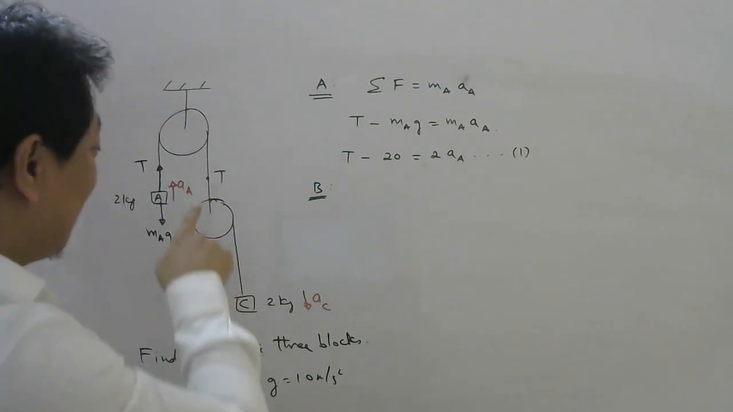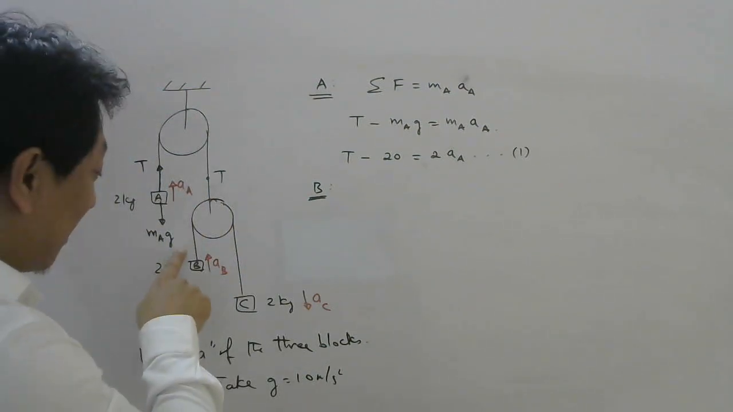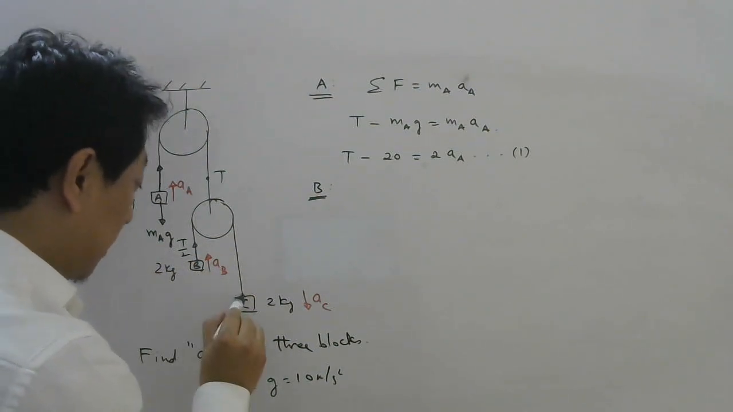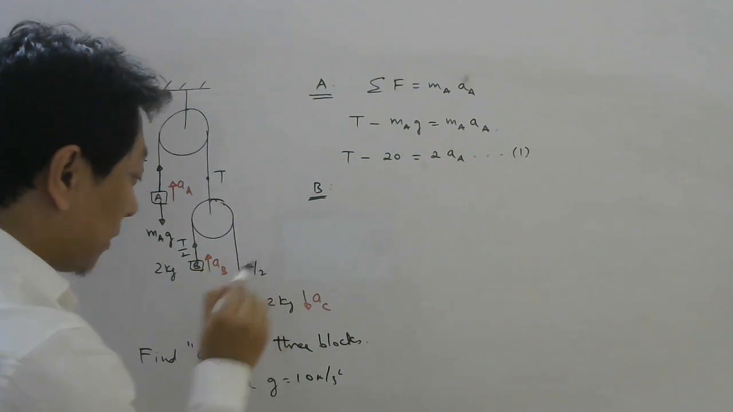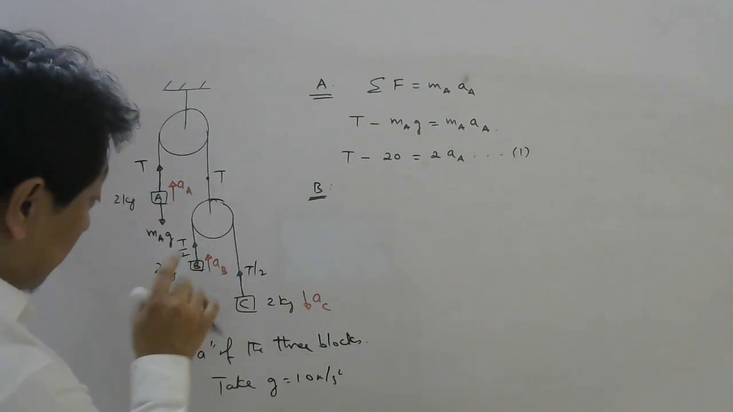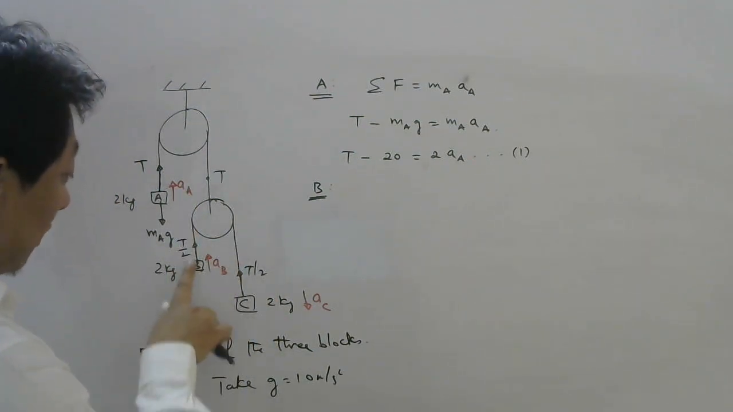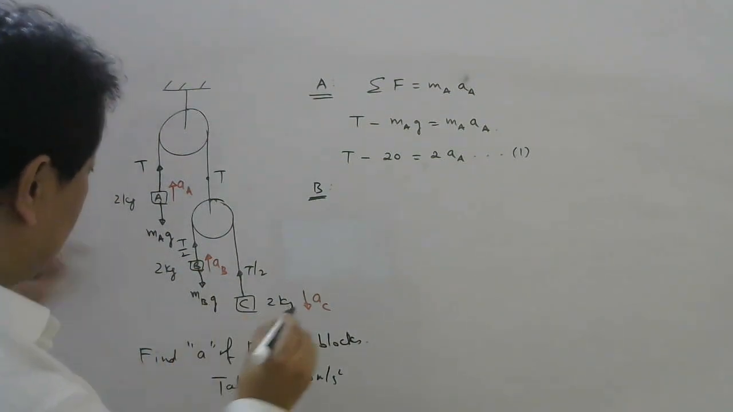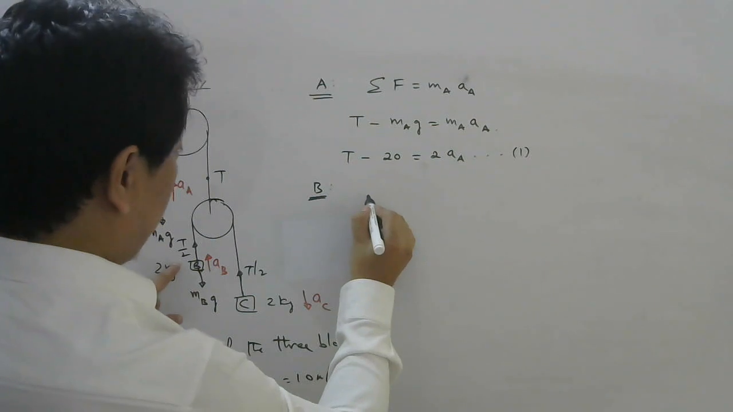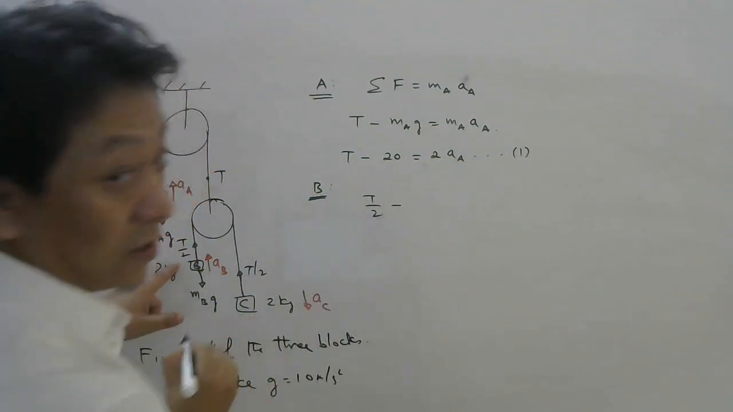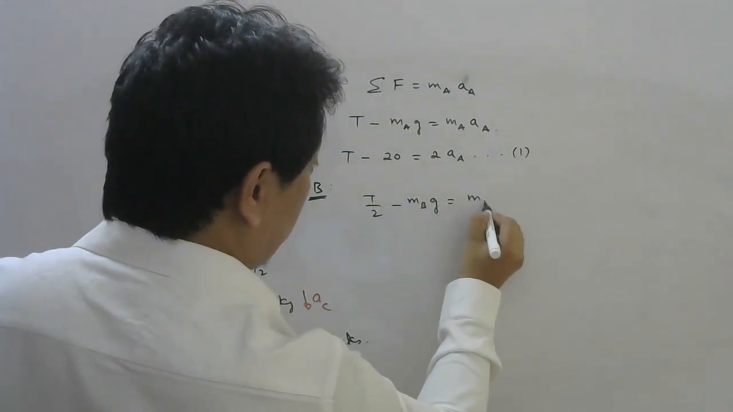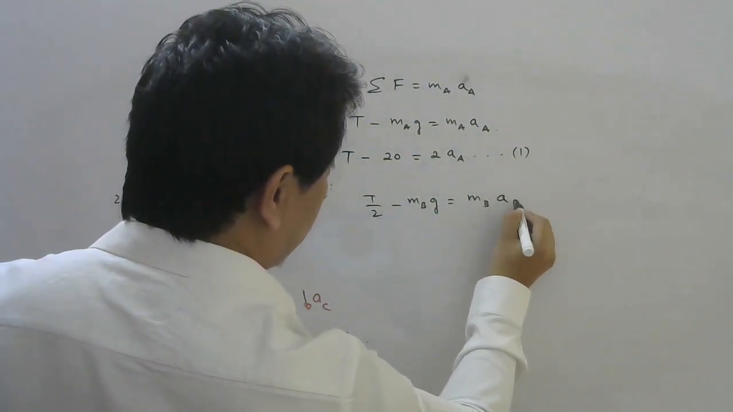And what did we learn? If tension here is T, here and here it will be T by 2, T by 2, right? So here since acceleration is assumed up, tension must be greater than weight. What is the weight? mBg. So net force on block B will be tension, which is T by 2, minus weight, and that is mass of B into acceleration of B.